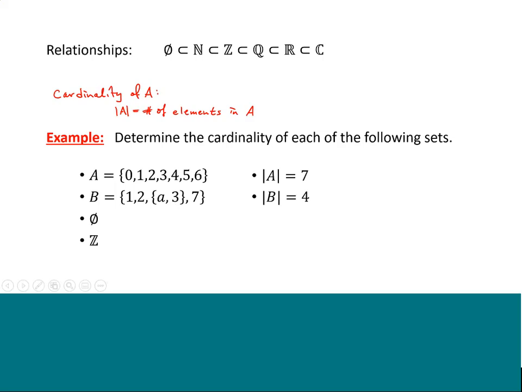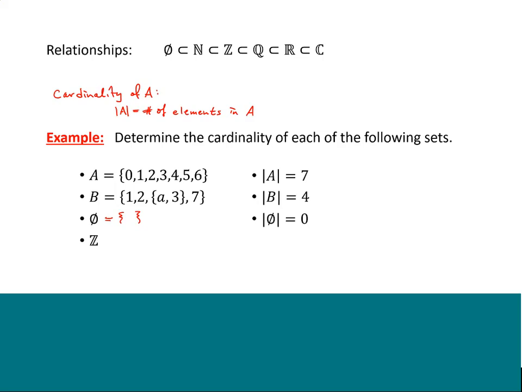Now, any guesses what the cardinality of the empty set is? And I'll go ahead and write in here the other way of writing the empty set. Good guess. It does turn out that the cardinality of the empty set is 0, and that's because if you try to count up the number of elements inside of that empty set, notice there's nothing there. It turns out the empty set is absolutely the smallest set possible.